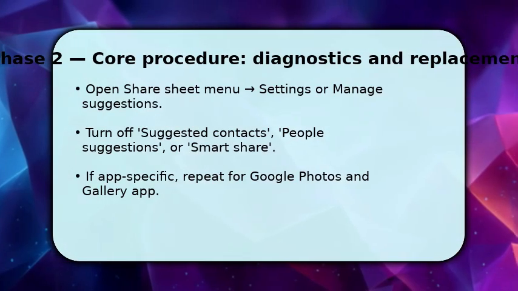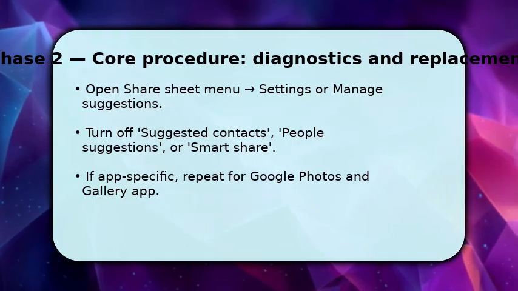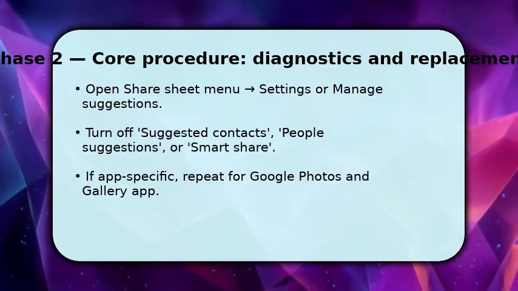Tap Manage Suggestions or the gear icon, then toggle off options labeled Suggested Contacts, People Suggestions, or Smart Share. This prevents contact bubbles from appearing.